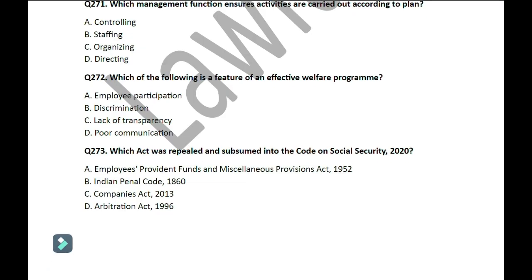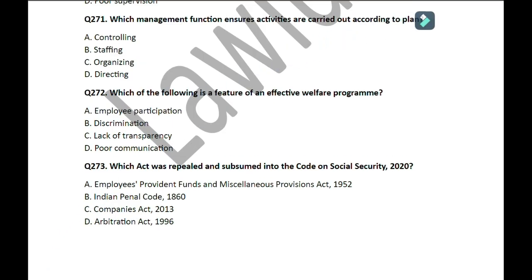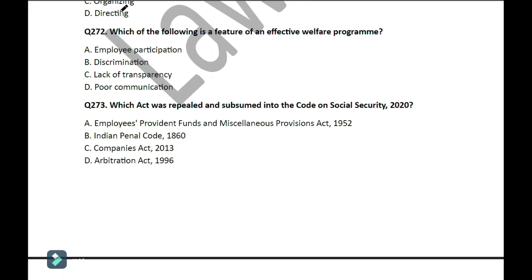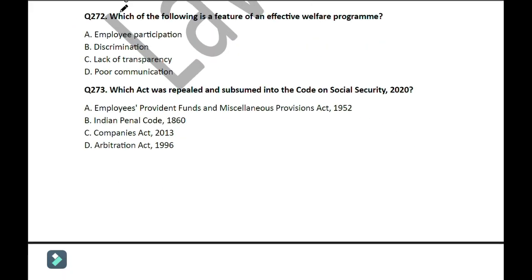Move on to the next question, question number 271. Which management function ensures activities are carried out according to the plan? So here the correct answer is controlling. Move on to the next question, question number 272. Which of the following is a feature of an effective welfare program? So here the correct answer is employee participation.